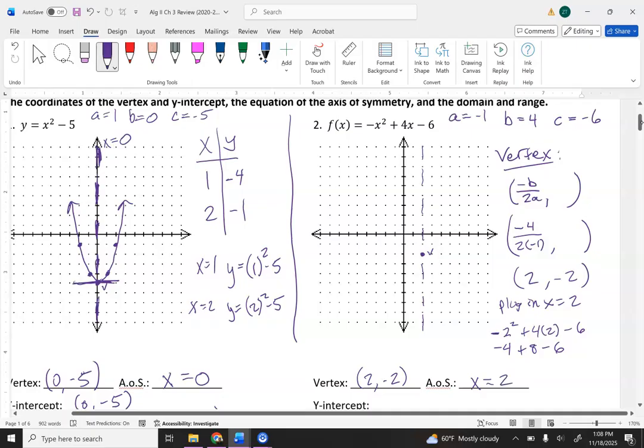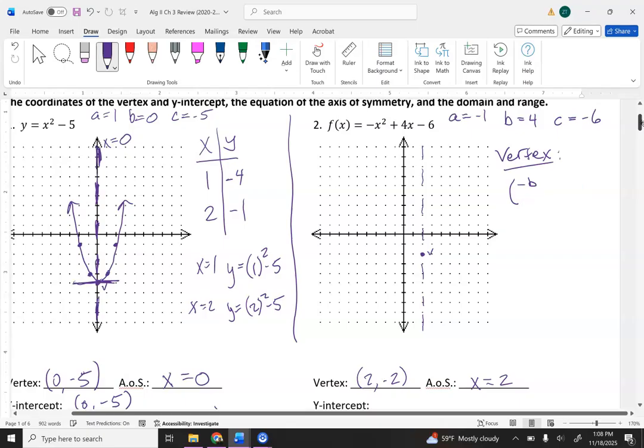All right, now this is great because this time, because our vertex is not on the y-axis, we will actually have a y-intercept that is not the vertex this time. And you might remember from class that there's a really simple way to get your y-intercept in any parabola, really. Well, specifically in standard form. And that is to plug in x equals 0.